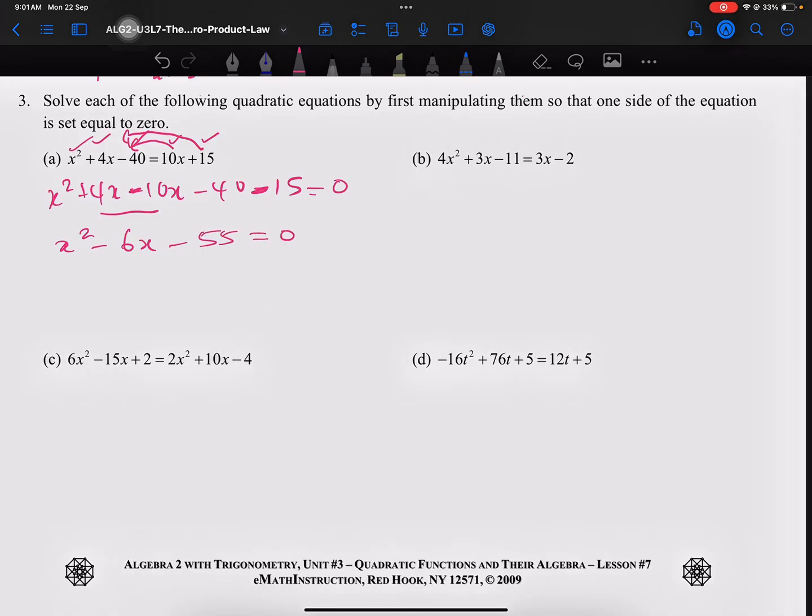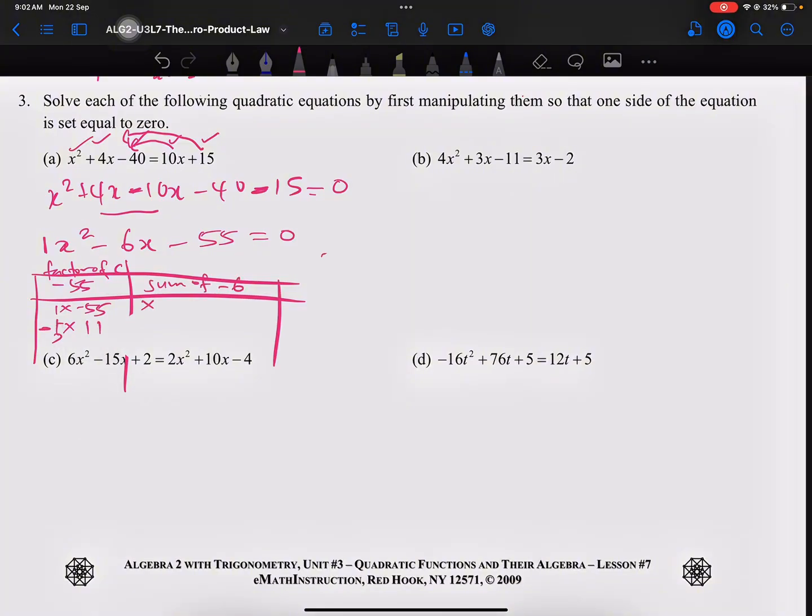And then from here, you can use our method, which is, this is A1. A1, we can use a simple one. So factor of C. C is negative 55. So I have 1 times negative 55 and 5 times 11. Okay, so for now, check.